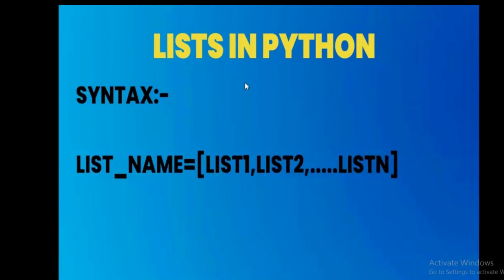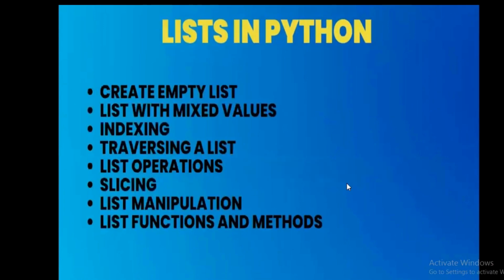Let us see the syntax of list. So to create a list, you need a name and then an assignment operator. In square brackets, you have to separate the list elements with the help of commas. This element or item can be a number or a string or a list, or it can be a combination of all these.